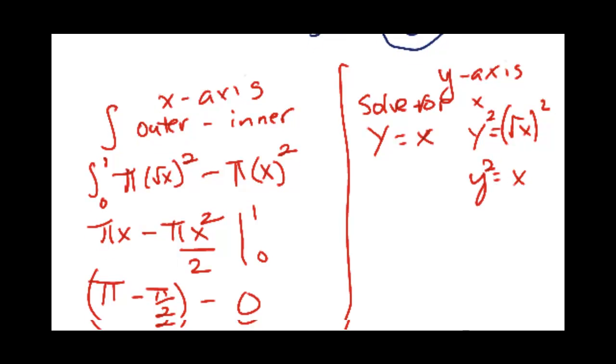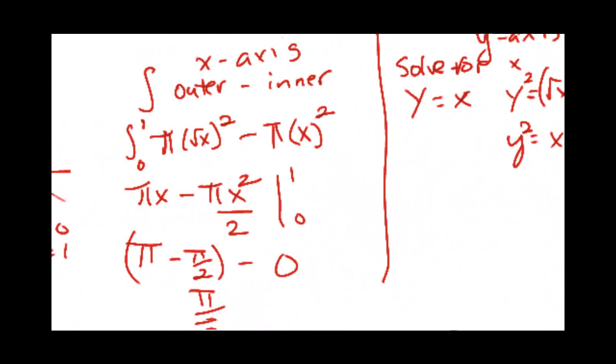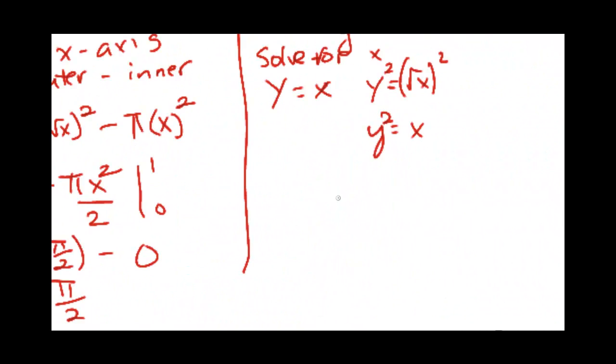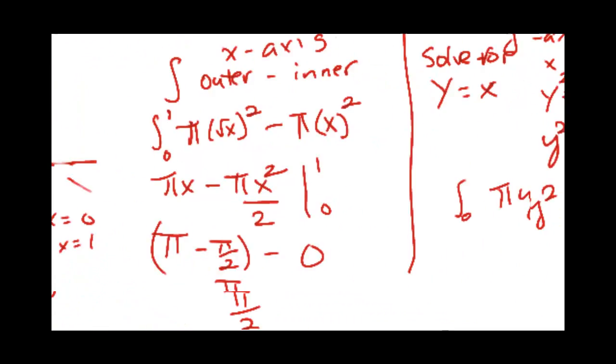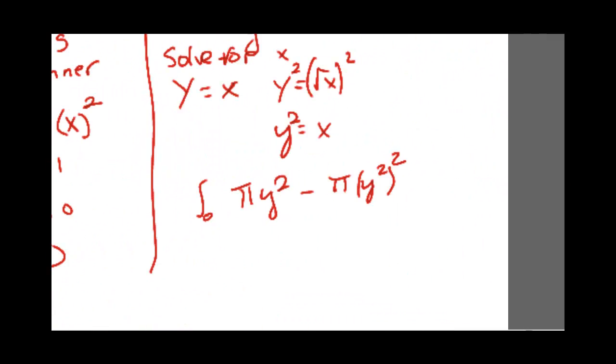What was the outer radius? x. In this case, y. So it would be pi y squared. And the inner radius was pi times y squared, squared. In that case, we would go from 0 to the intersection point, which was at x equals 1. If I plug in a 1 for x in either equation, I get y equals 1. So now it's just a matter of simplifying.